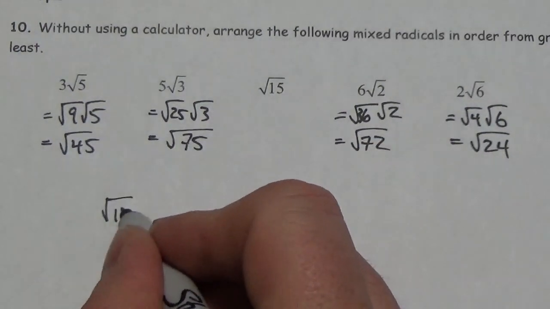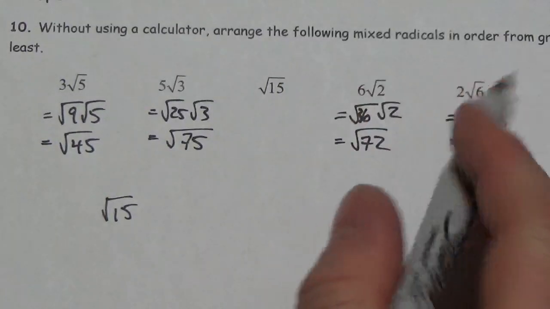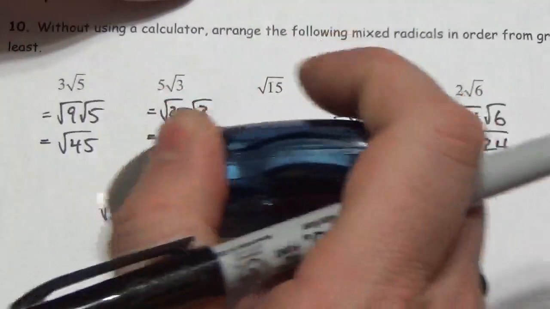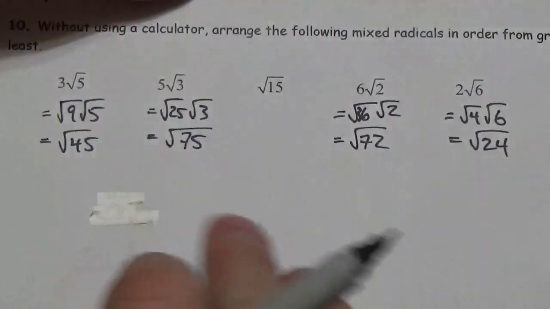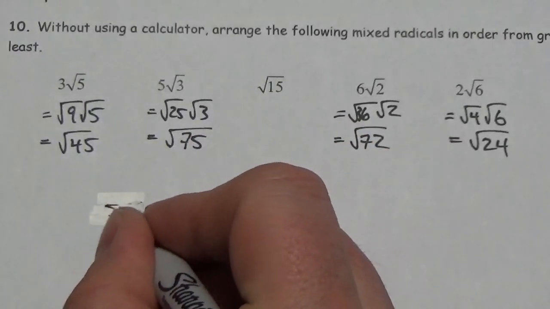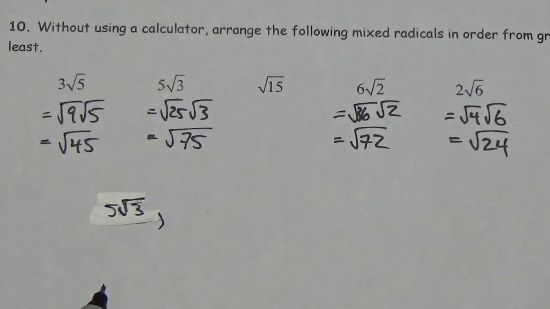Root 15 is the first. Oh, I'm sorry. We're supposed to put these in order from greatest to smallest. Oopsie daisies. I'm going in the wrong order. Let me cover that up. The largest one here is going to be the square root of 75. So 5 root 3 is our largest one.